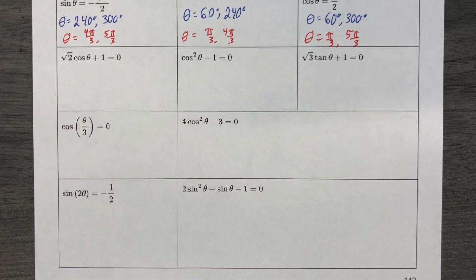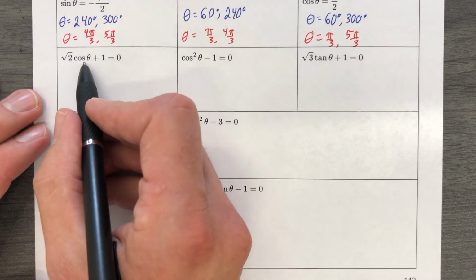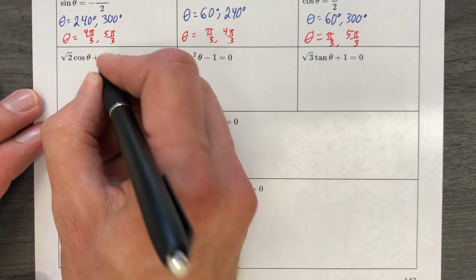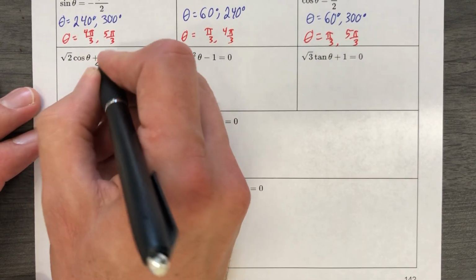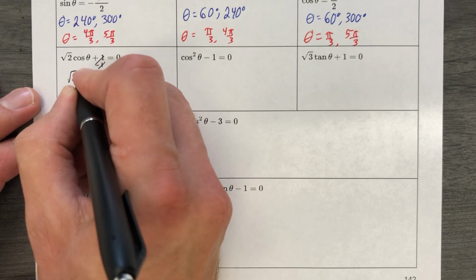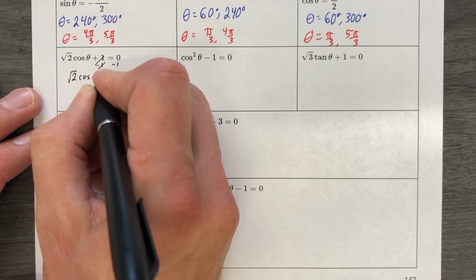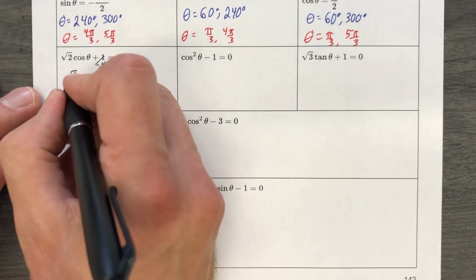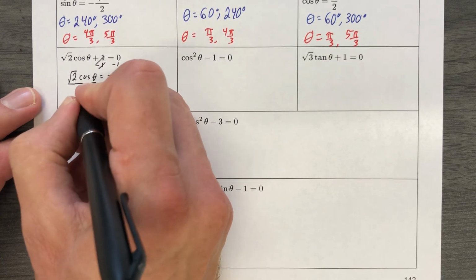Now things get trickier. We need to solve. Don't make it harder than it is, though. Let's keep going. If I have square root of 2 times cosine theta plus 1, then I would subtract 1 from both sides. And that's going to cancel those out, and I'm going to have square root of 2 cosine theta equals negative 1. Well, now we're going to divide by the square root of 2.